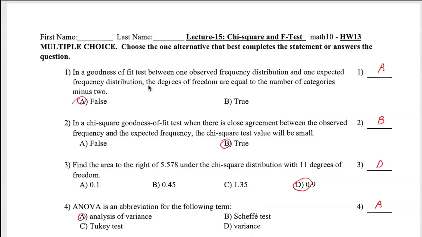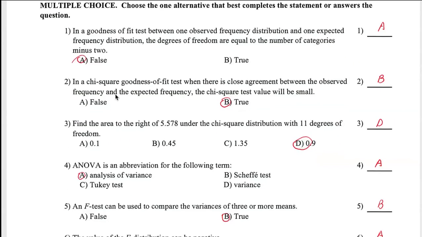Question number 1. In a goodness of fit test, between one observed frequency distribution and one expected frequency distribution, the degrees of freedom are equal to the number of categories minus 2. Everybody, if you remember, this is the example in the lecture notes, right? We are asking if consumers have particular preferences in terms of different flavors, right? Strawberry, apple, juice, like those ones. The degree of freedom is equal to the number of groups minus 1, not minus 2.